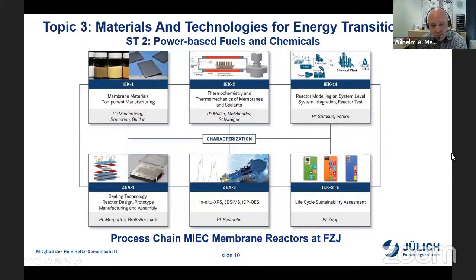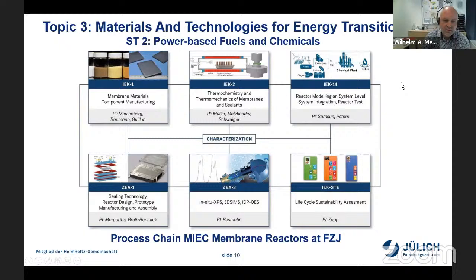Now to the program in Jülich where we are working on. So in Jülich, we have at least 6,000 people working here and nearly 1,000 are working in the energy field. And the IEK, the Institute of Energy and Climate Research, where we have more than 1,000 co-workers, is split into 15 different independent part institutes.